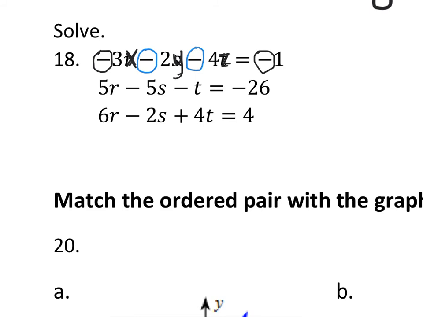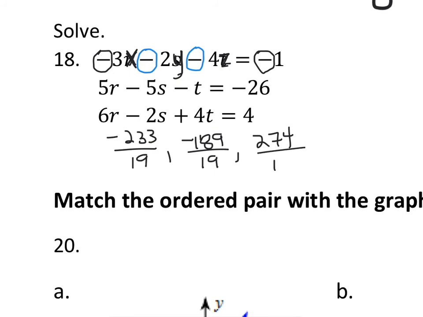And I solved it in the calculator, and I got some pretty interesting looking fractions here. I got negative 233 over 19 for my x, I got negative 189 over 19 for my y, and for my z, I got 274 over 19.